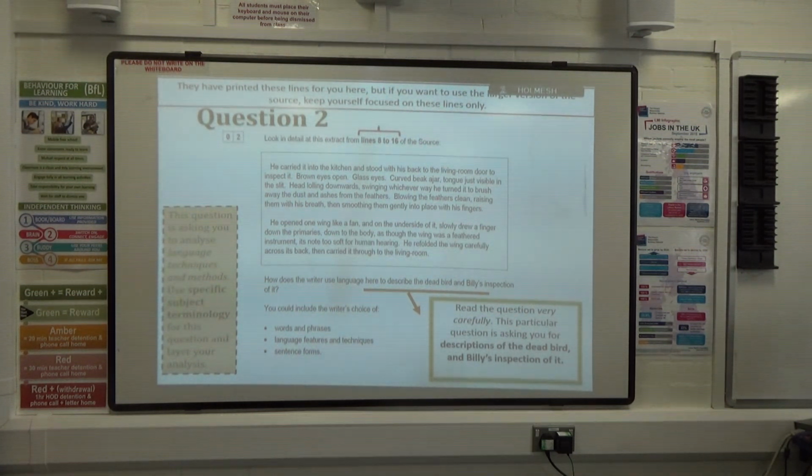Brown eyes open, glass eyes, curved beak ajar, tongue just visible in the slit, head lolling downwards. Swinging whichever way he turned it to brush away the dust and ashes from the feathers, blowing the feathers clean, raising them with his breath, then smoothing them down gently into place with his fingers. He opened one wing like a fan, and on the underside of it, slowly drew a finger down the primaries, down to the body, as though the wing was a feathered instrument, its notes too soft for human hearing. He refolded the wing carefully across its back, then carried it through to the living room.